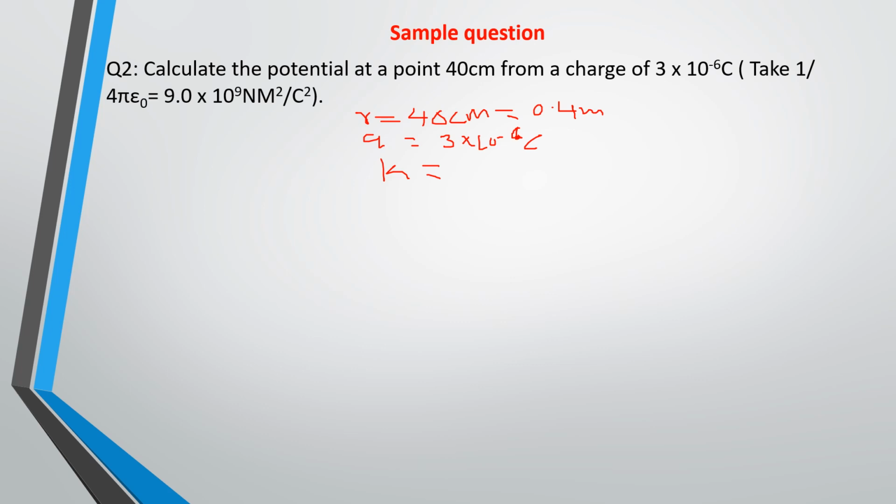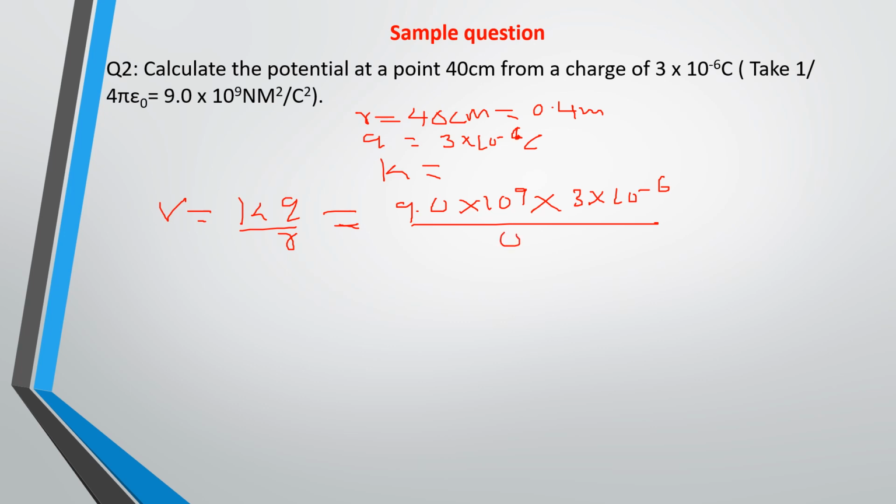Now from our derivation, we have that potential difference equals KQ all over R. So just substitute into this equation. Your K has been given to you to be 9.0 times 10 to the power 9, your Q is given to you to be 3 times 10 raised to power minus 6. Divide everything by 0.4. So your V will be equal to what?